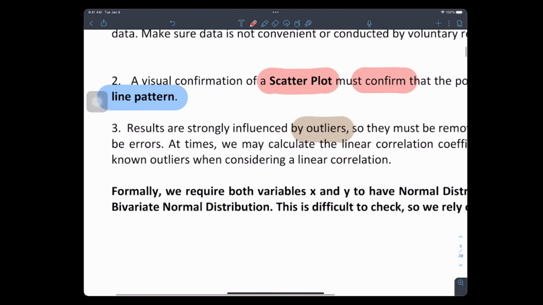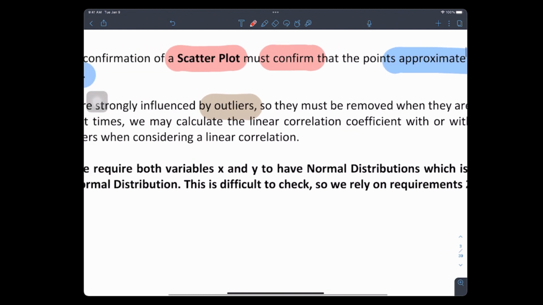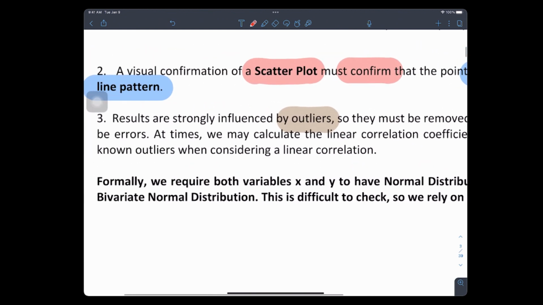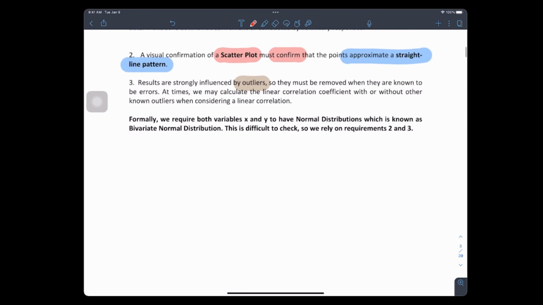At times, we may calculate the linear correlation coefficient with or without the outliers when considering this. So they just kind of avoided the controversy. At times they may, at times they may not. Well, typically they throw out the outliers. Sometimes you keep them, sometimes you don't. It'll change things. But what you must have is this too.